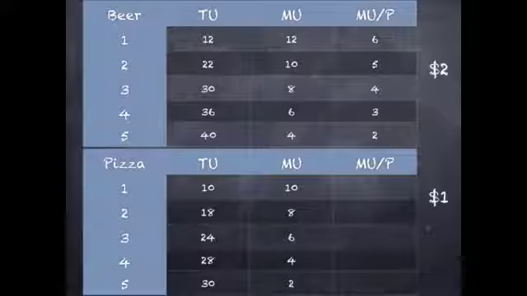Now, once you are given the price of pizza, let's say a slice of pizza is equal to $1, then we just take this column and divide by the price of pizza. So 10 divided by 1 is equal to 10, 8 divided by 1 is equal to 8, 6 divided by 1 is equal to 6, and so on.